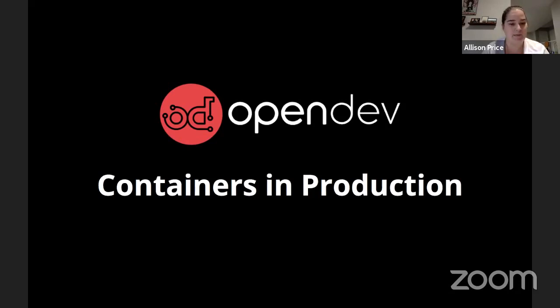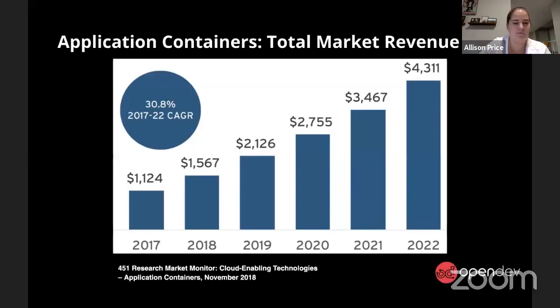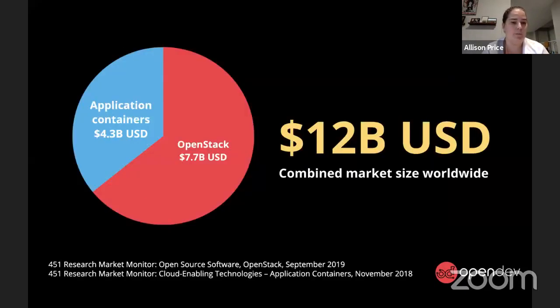But this week, we're going to be talking about containers in production. When it came to choosing the topic, I think containers was definitely top of mind, because when we look at the growing market, 451 anticipates that the container applications market alone is going to be $4.3 billion by 2022. This is an incredible growth rate that they're seeing over the years. And when you partner that with the OpenStack market, this is a $12 billion market by 2023. $12 billion. So there's definitely a lot of growth in both of these markets.